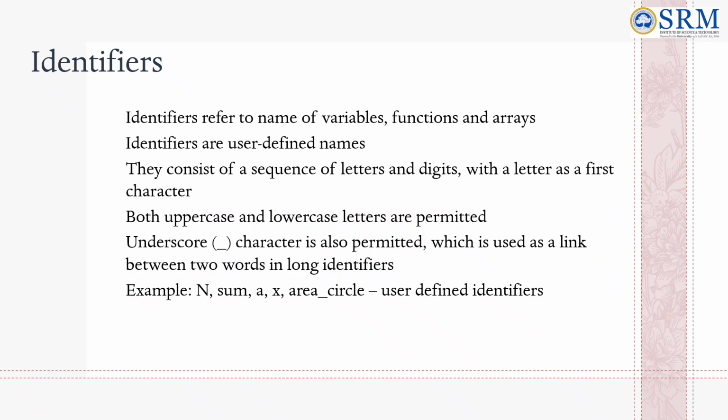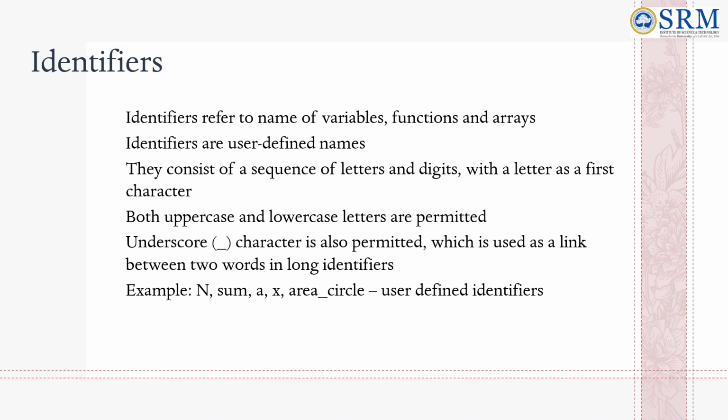The next C token, identifiers. Identifiers refer to the names of variables, functions, and arrays. Identifiers are nothing but user-defined names. They consist of a sequence of letters and digits with a letter as the first character. It includes both uppercase and lowercase letters. The underscore character is also permitted, which is used as a link between two words in long identifiers.